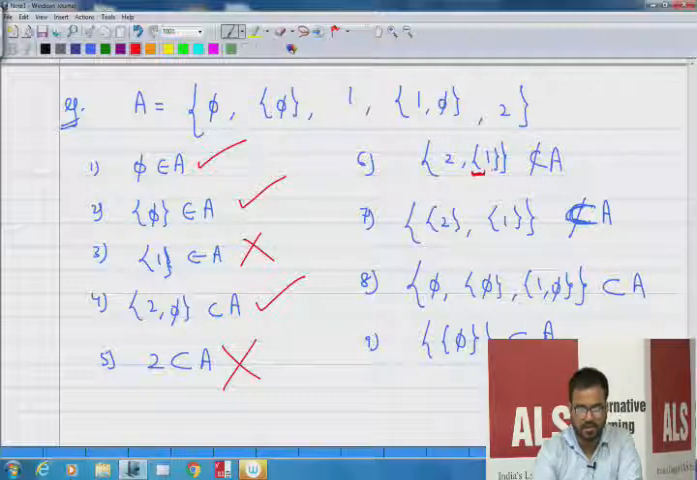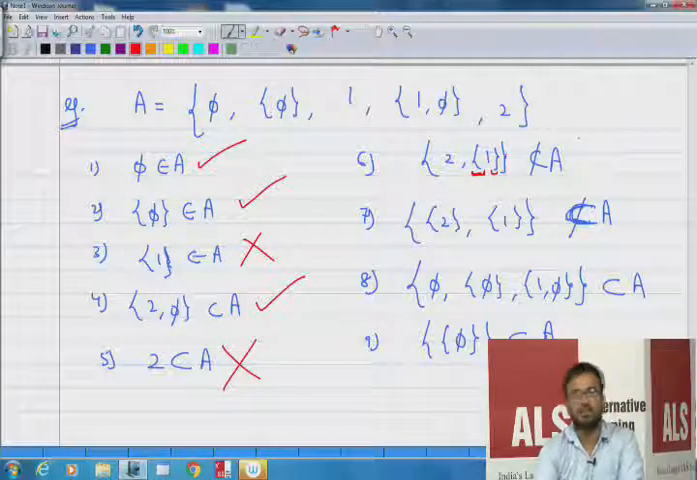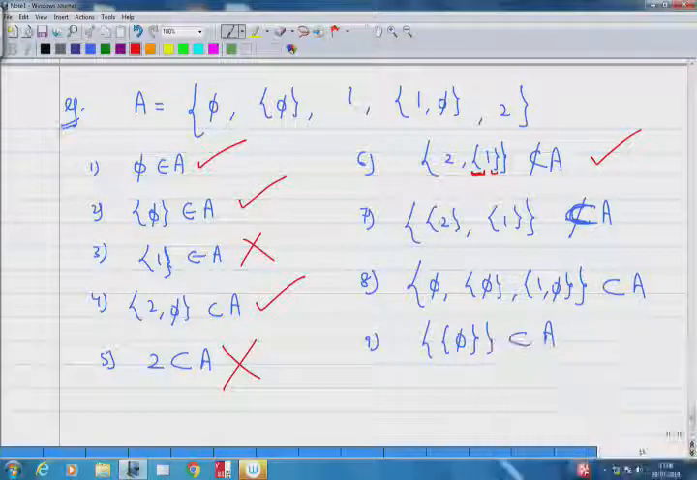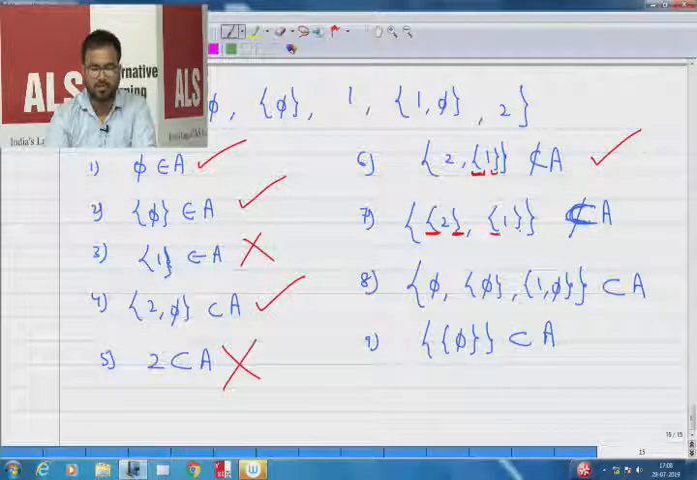Why is this not a subset? Because of these braces. If these braces are removed, then it is a subset. So it is not a subset. It is already saying not a subset. So this statement is true. And then {2, 1} is not a subset. Yes, that is also right. Just because of these braces, this is not a subset.